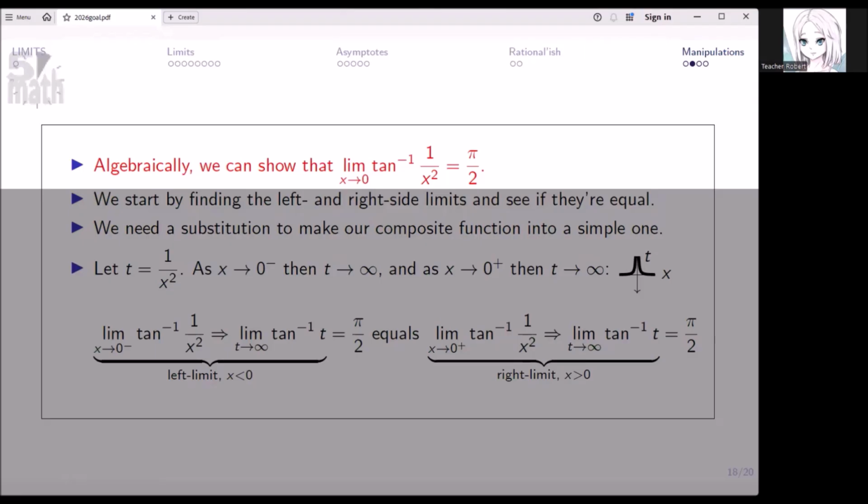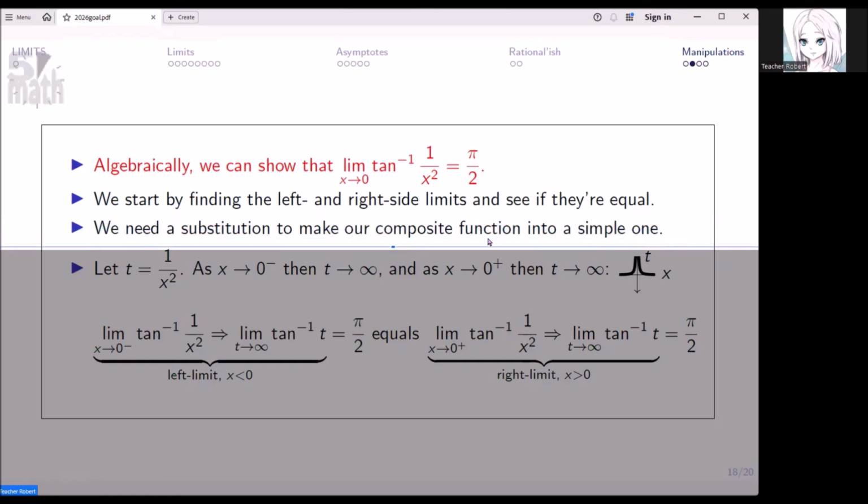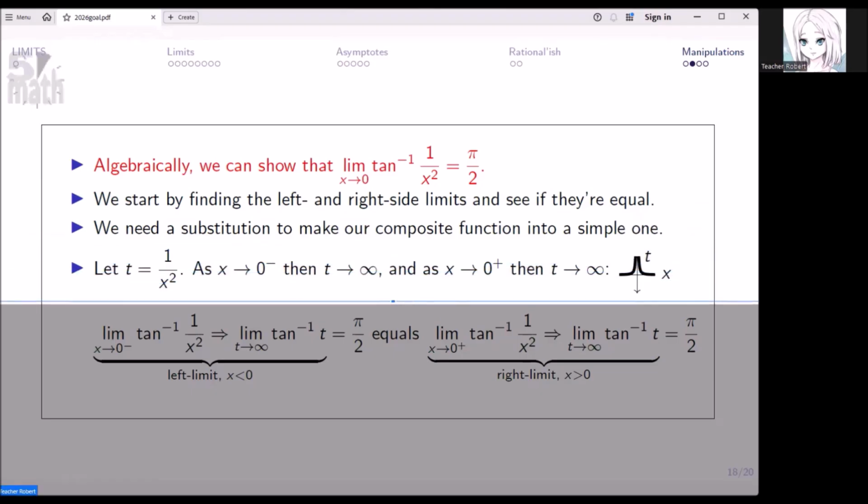Algebraically, we can show that limit as x approaches 0 of arctan of 1 over x squared equals pi over 2. We start by finding the left and right side limits and see if they're equal. We need a substitution to make our composite function into a simple one. Let t equal 1 over x squared. As x approaches 0 from the negative, then t approaches infinity. And as x approaches 0 from the positive, then t approaches infinity.